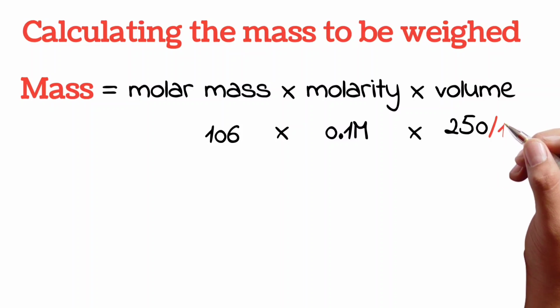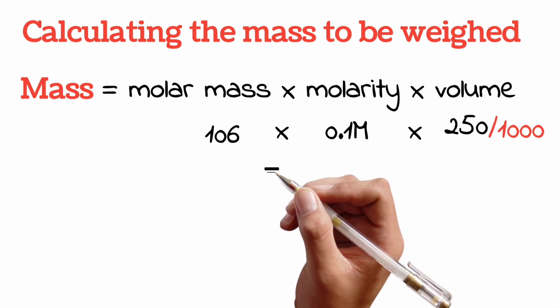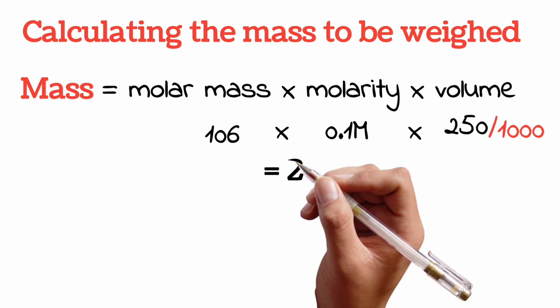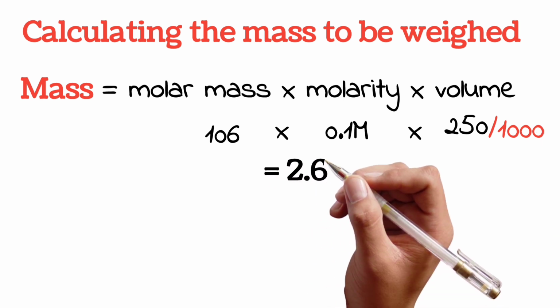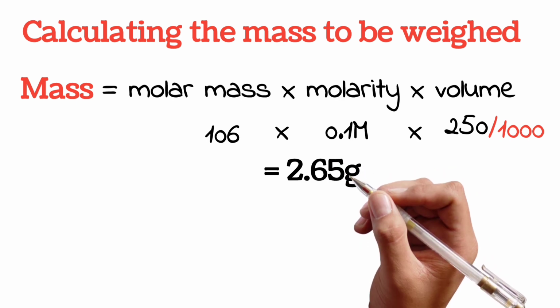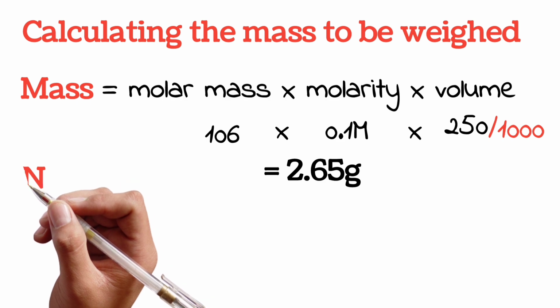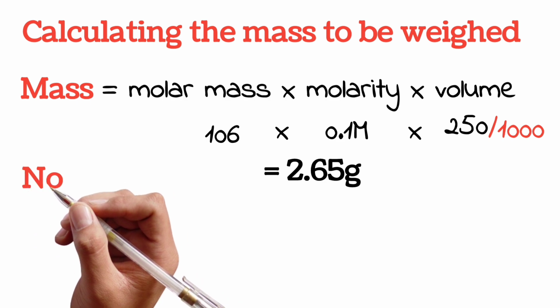We are going to divide the volume by 1000 because this formula requires us to use the volume in liters and not in cm cube like we had. When we calculate the mass, we are going to have 2.65 grams. So that is the mass we are going to use, or we are going to weigh.